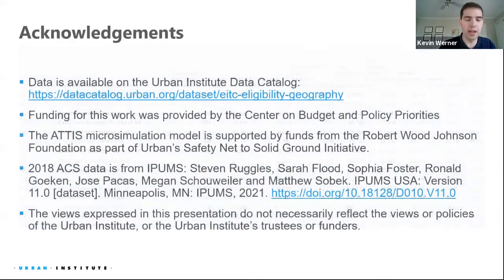So the data is available in spreadsheet format on the Urban Institute Data Catalog.